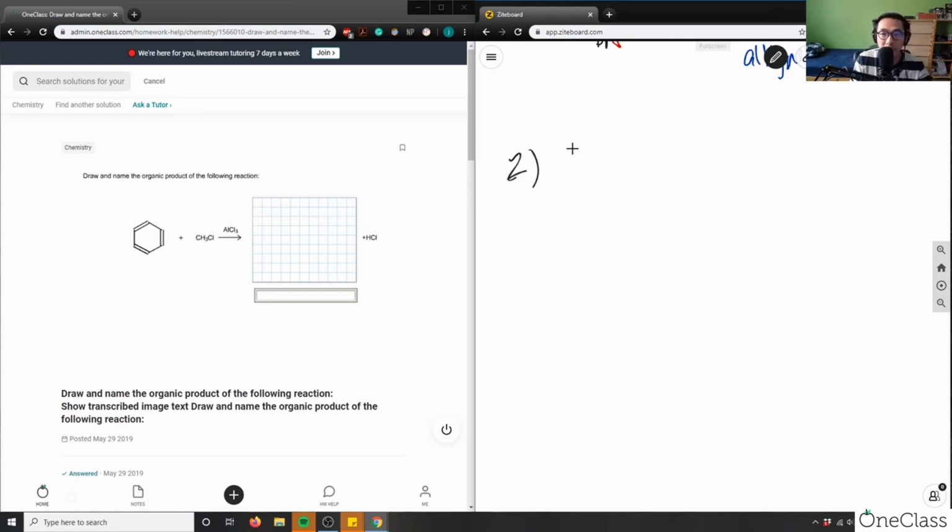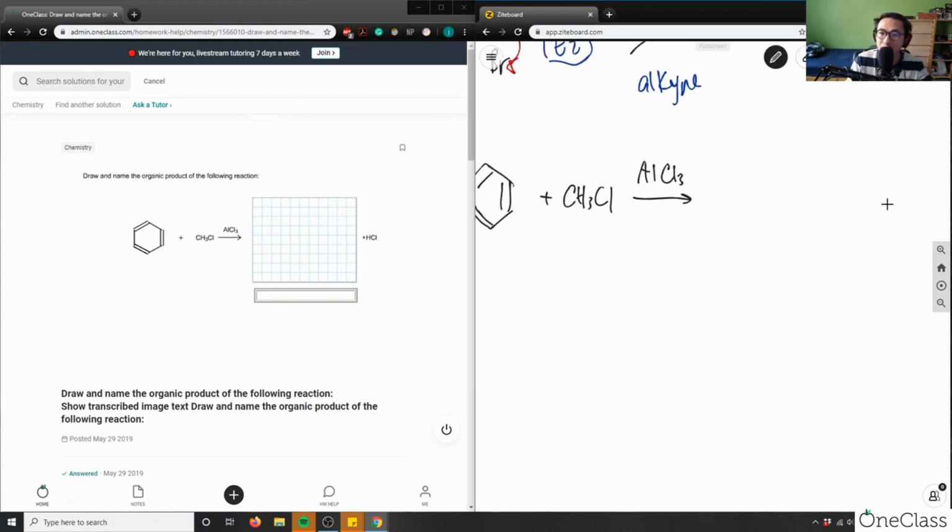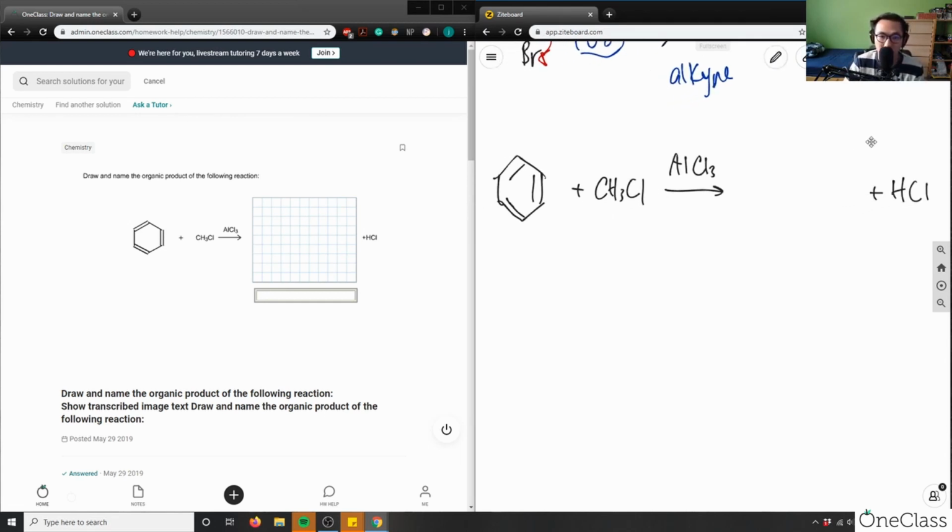It states that I have a benzene here. I'm going to draw it out this way. And then I'm going to react it with CH3Cl, so methyl chloride, and my catalyst here is aluminum trichloride. What am I going to get? I get some product plus HCl. So this is another classic predict-the-product problem.